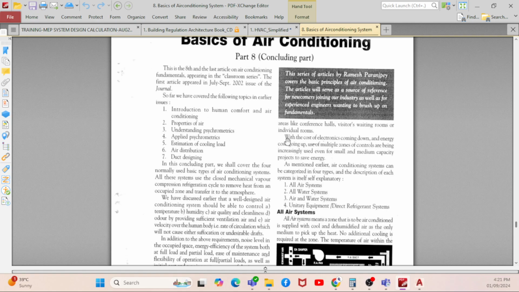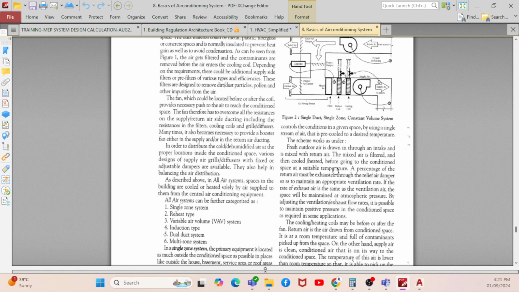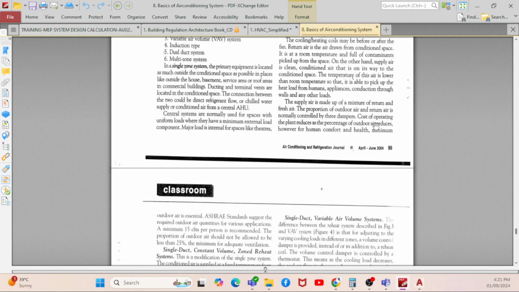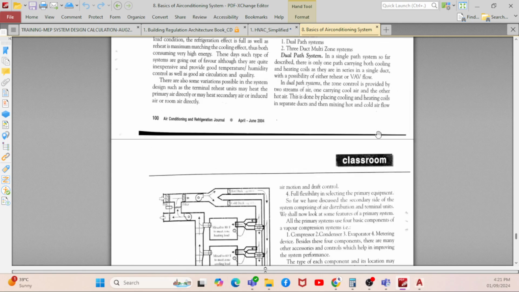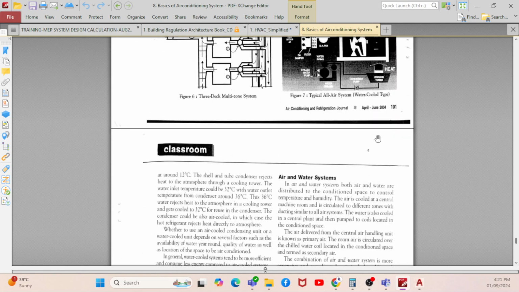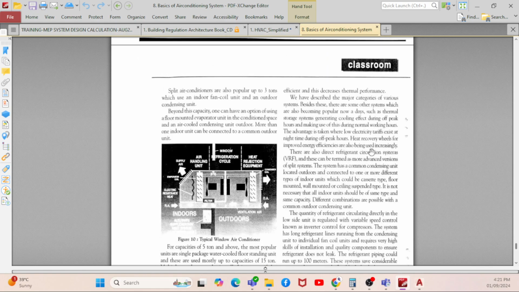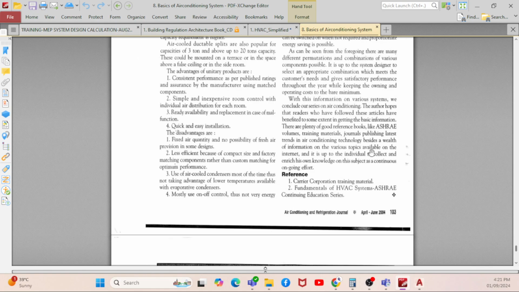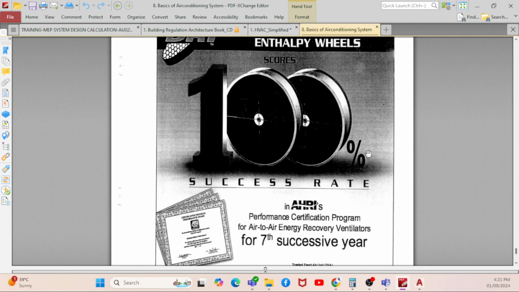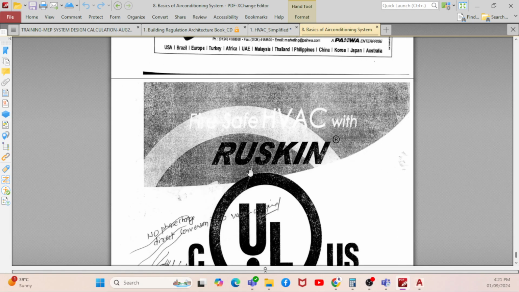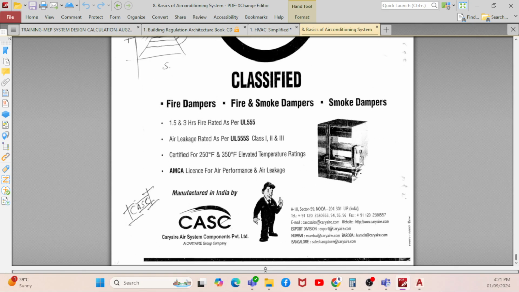Okay, I think this is the concluding part. Whatever we have learned: introduction of human comfort, air conditioning, properties of the air, understanding psychrometrics, applied psychrometrics, estimation of cooling load, air distribution part, duct designing. So these are the things you can understand. But from here, the basics of air conditioning guideline. Clear, right, everyone? Whenever you have time, just read that one. It's a lot of information, but if you read slowly, you can do it in a better way. Clear, right, everyone?